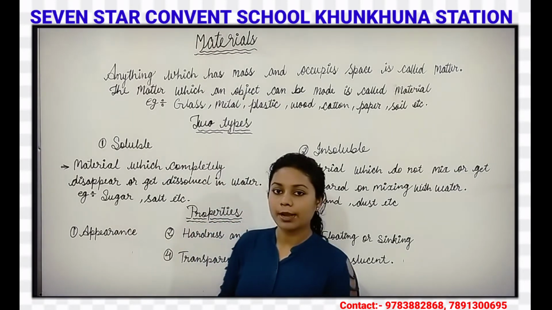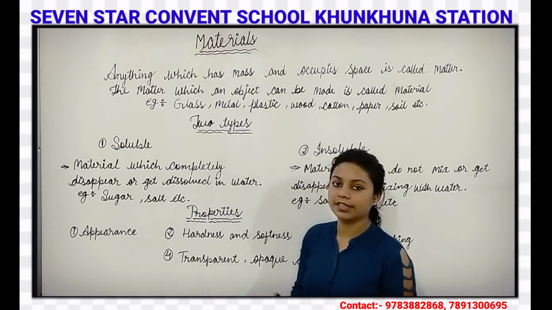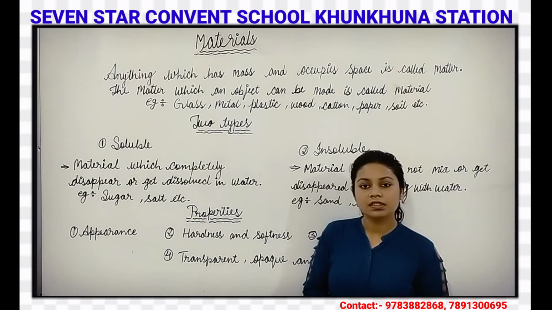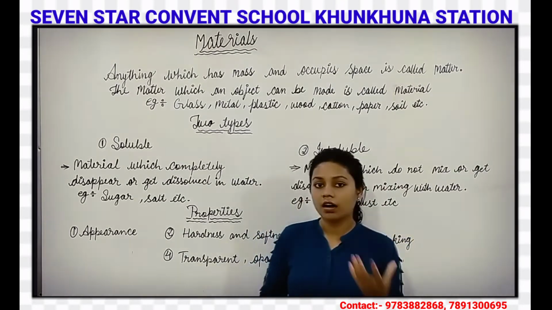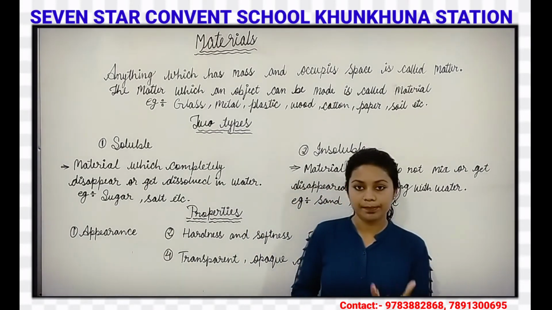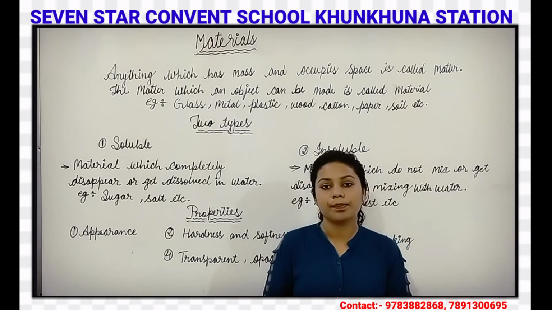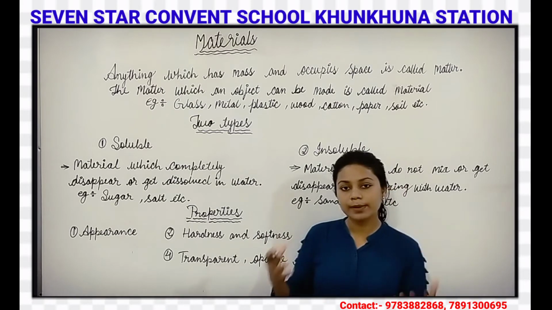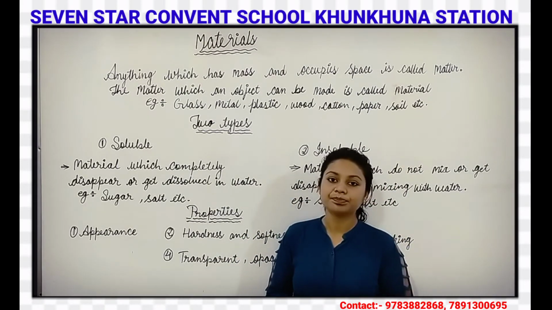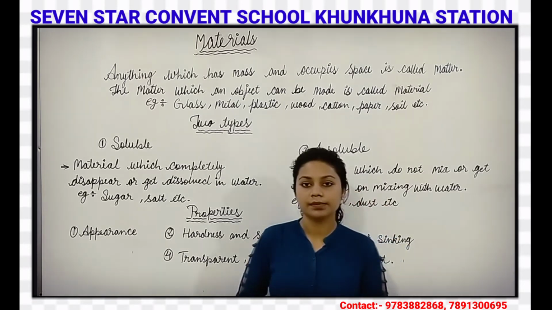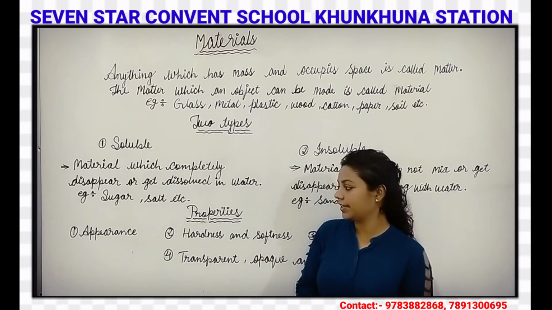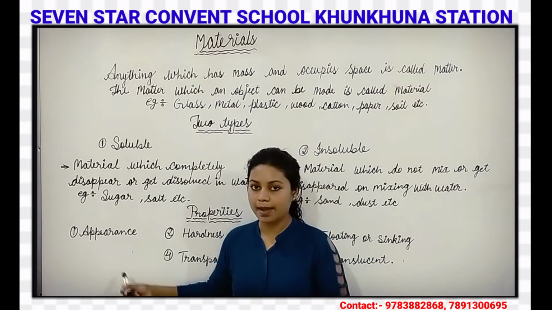Next we will talk about the properties of material. The first property is appearance. On the basis of appearance, there are two categories: shiny and dull. Iron, copper, aluminium and gold belong to the shiny materials. And if we talk about dull materials, then paper, plastic, rubber and chalk are examples of dull material on the basis of appearance.